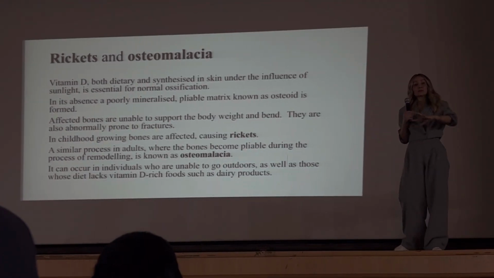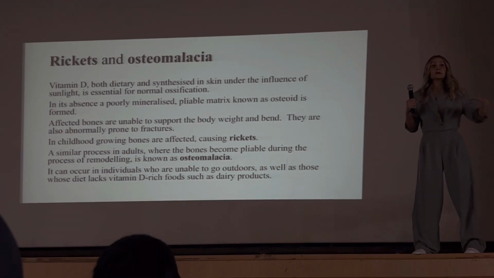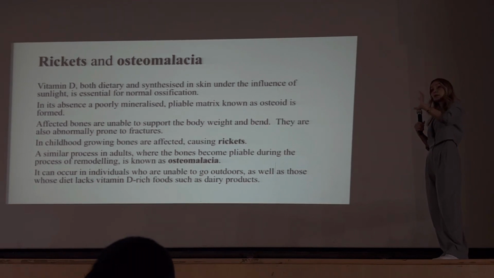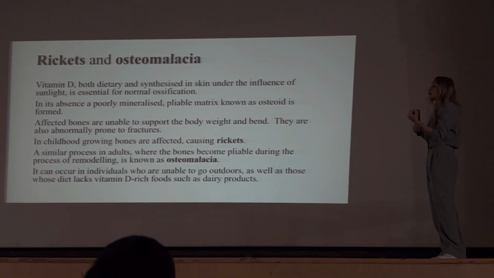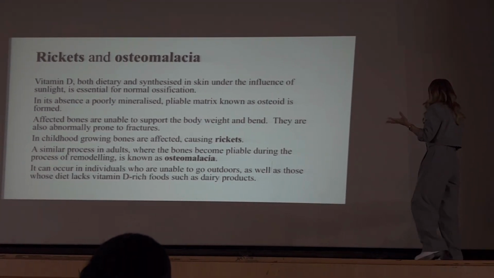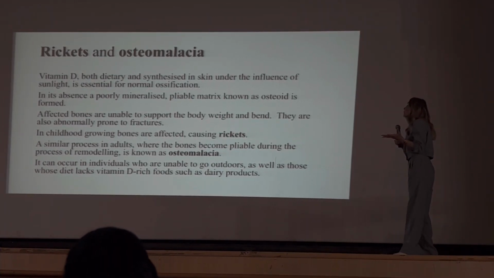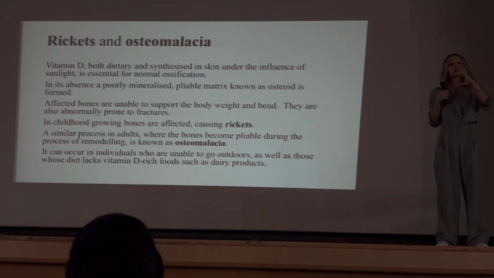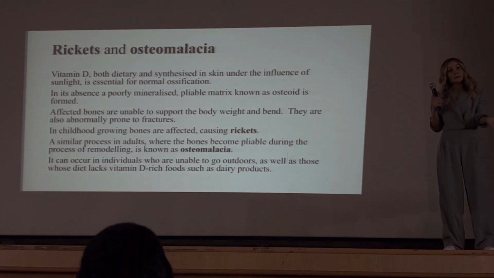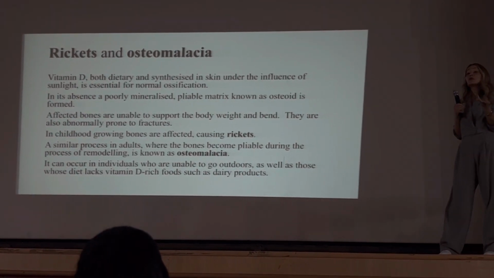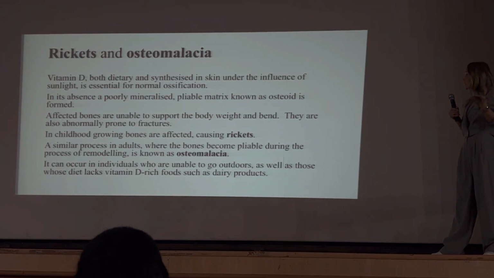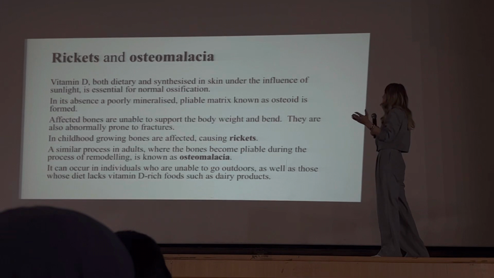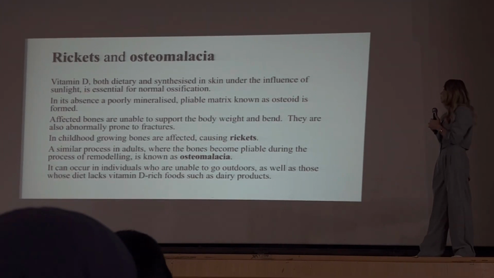Of course, with a soft bone matrix that cannot bear the body weight, the bones will bend, and they are also abnormally prone to fracture. In children it is called rickets; it's a similar condition in adults, where it is called osteomalacia.